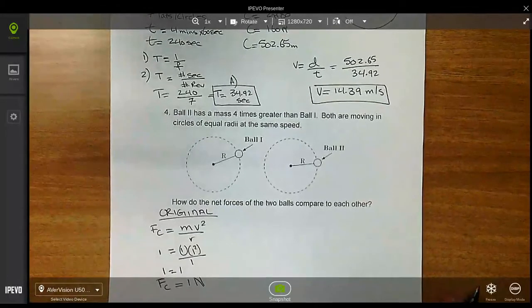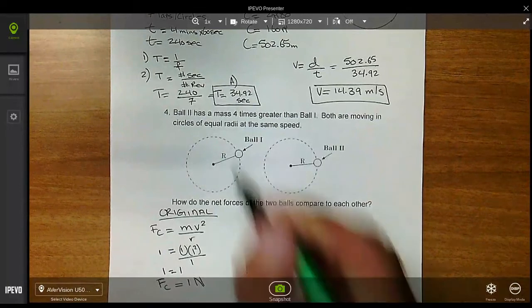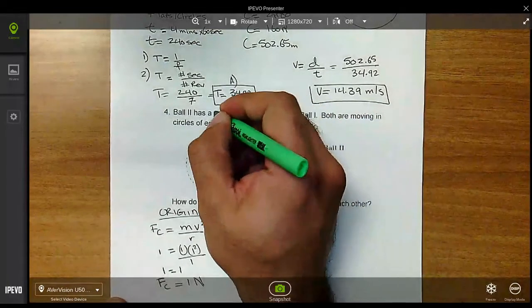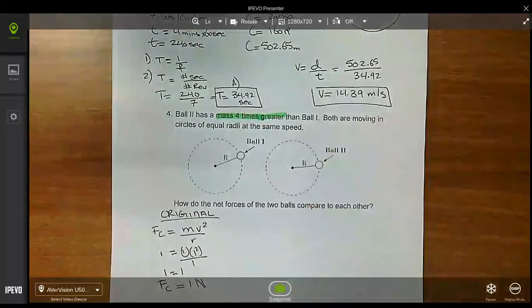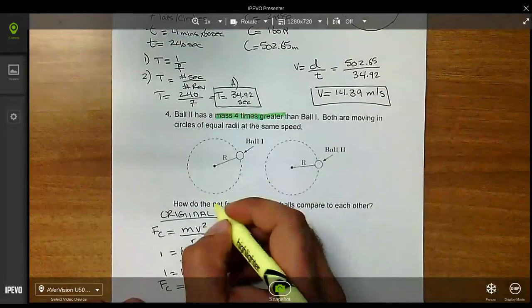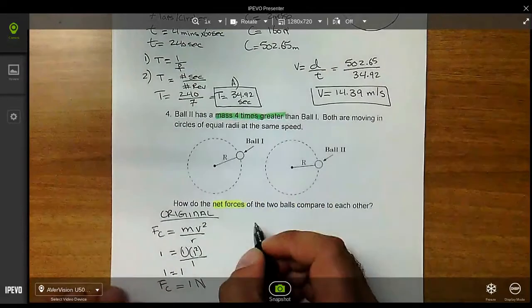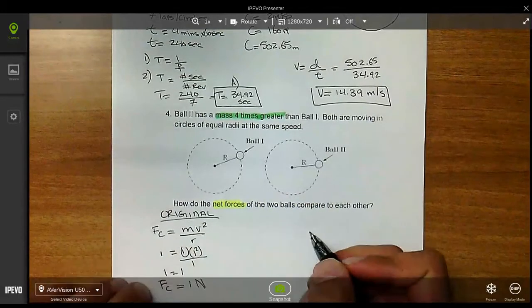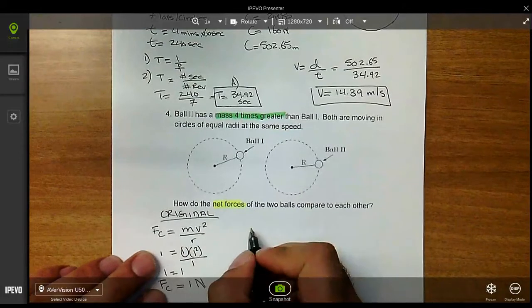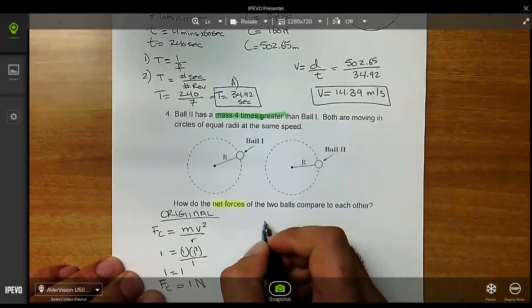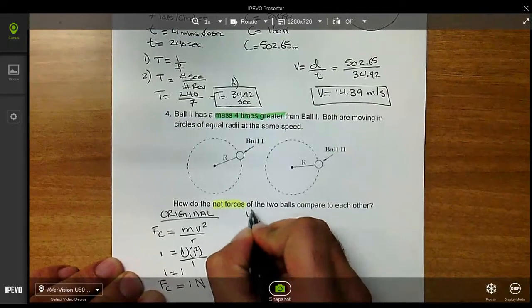Now we can solve for the second scenario with the second ball. That one has a mass 4 times greater. So this is the one we're going to change, mass being 4 times greater, and we're solving for net force. Now I know this is net force and I wrote it as Fc. Remember that centripetal force is basically a net force. So we're going to punch it in. We're solving for the net force here, which means we write that same variable as we normally would. So this is centripetal force for the new one.